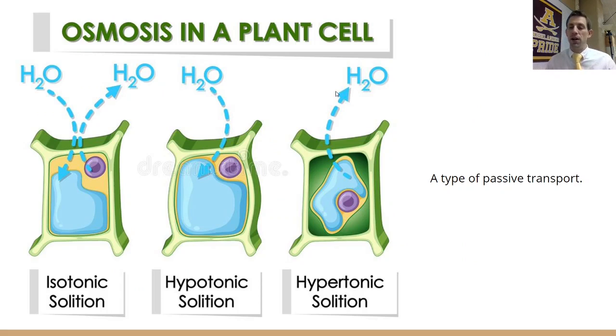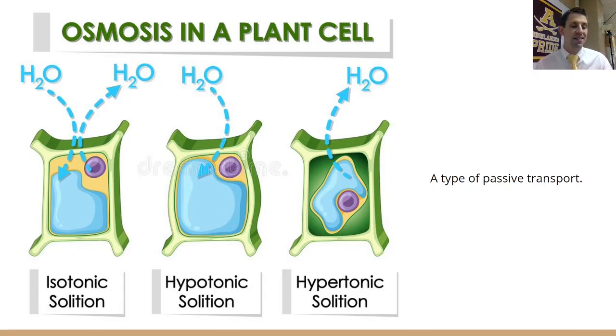The final type of cell transport is called osmosis, and it's the diffusion of water. And it's so important that it gets its own name. Ultimately, osmosis is just a variety of facilitated diffusion because water does need to pass through a protein channel to get into or out of a cell. In this instance here, we see a plant cell. The one all the way over to the left is in a state called isotonic. It's in an isotonic solution.